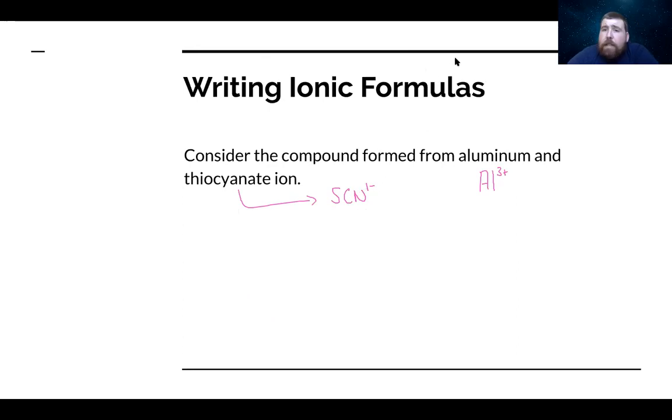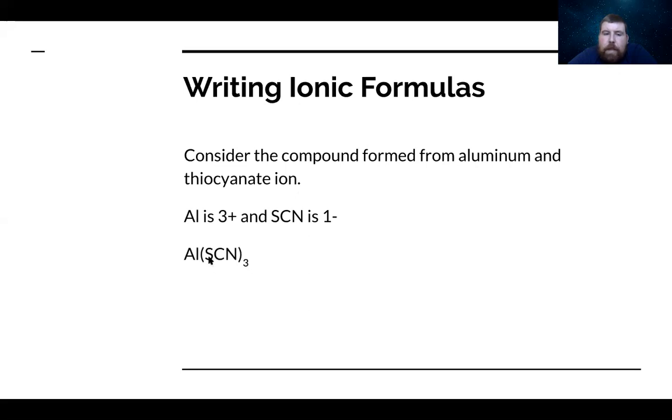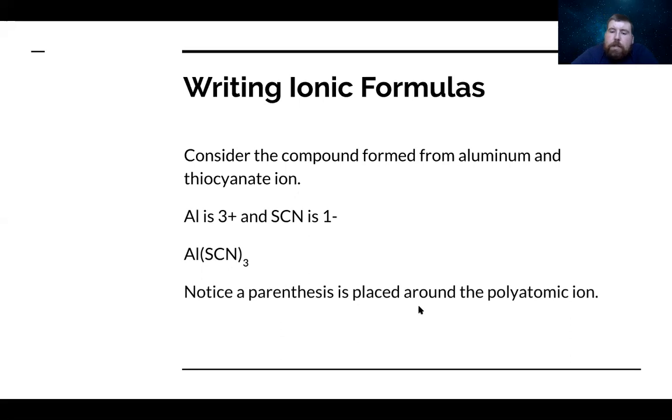As far as this formula goes, it seems to me that we need to have 3 thiocyanate ions for every 1 aluminum. And the formula for this will be Al(SCN)3. Now notice one thing here. There are parentheses placed around polyatomic ions.